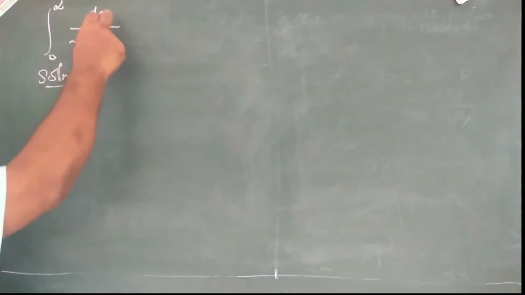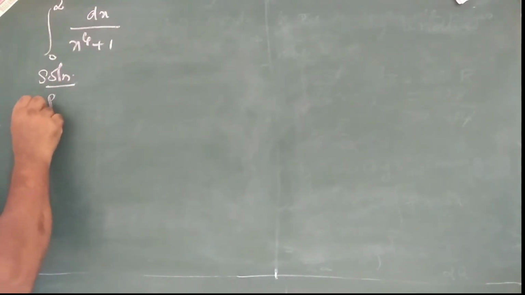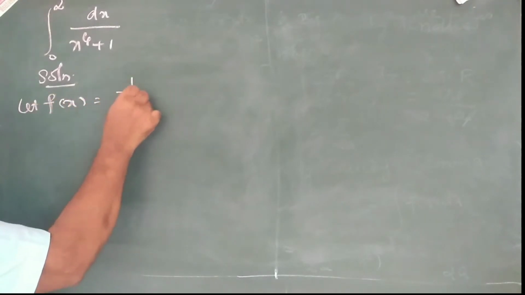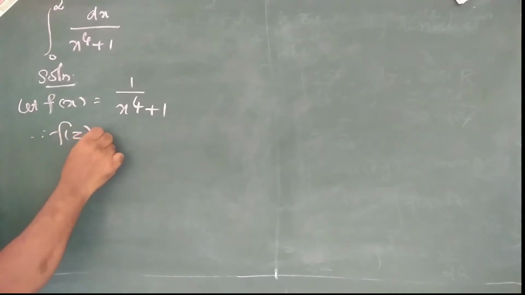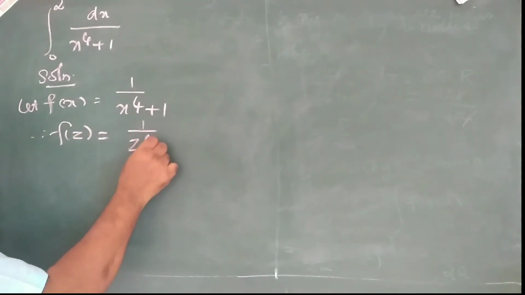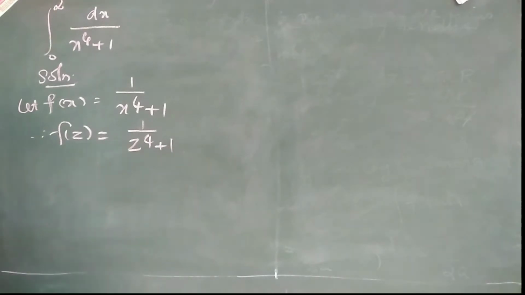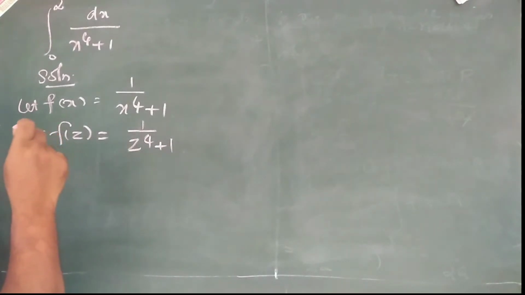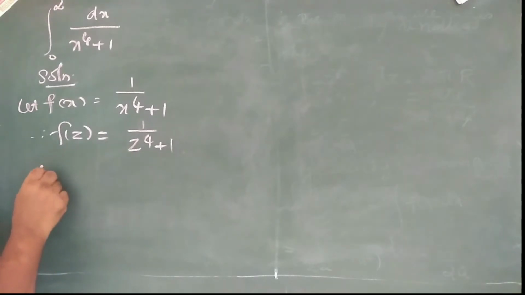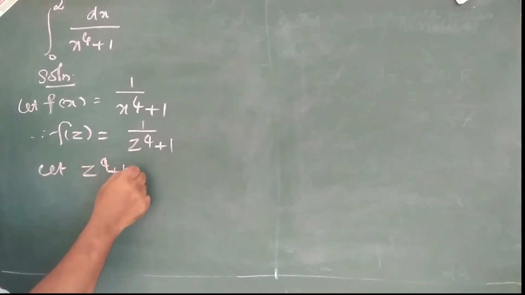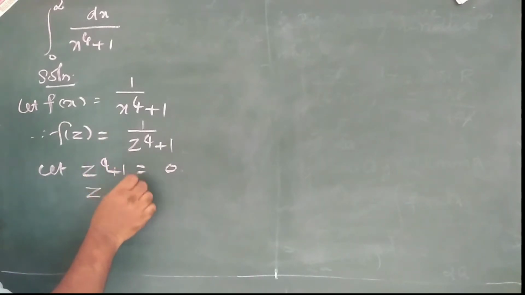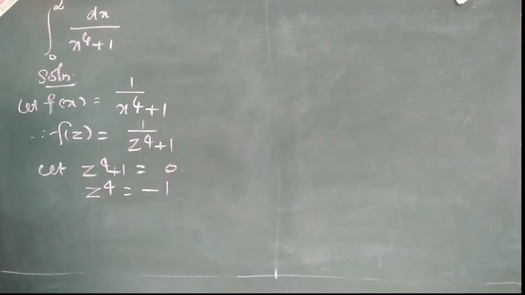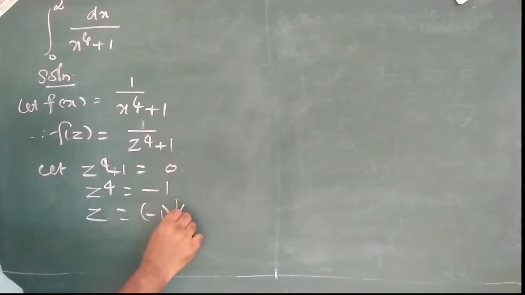So f of x is equal to 1 by x raised to 4 plus 1. Therefore, f of z is equal to 1 by z raised to 4 plus 1. Okay, so let z raised to 4 plus 1 be equal to 0. Therefore, z raised to 4 is equal to minus 1. That is, z is equal to minus 1 raised to 1 by 4.